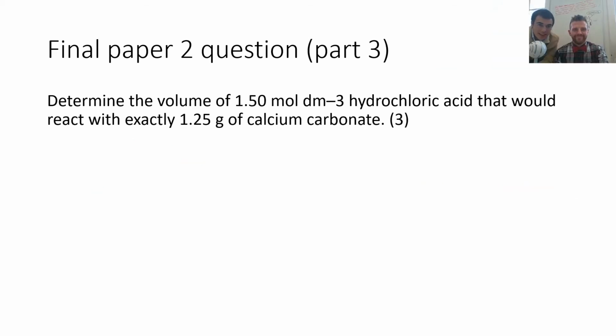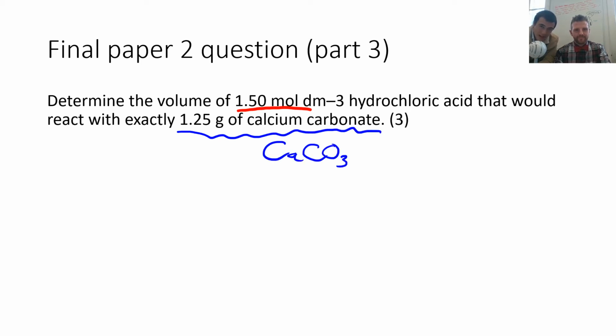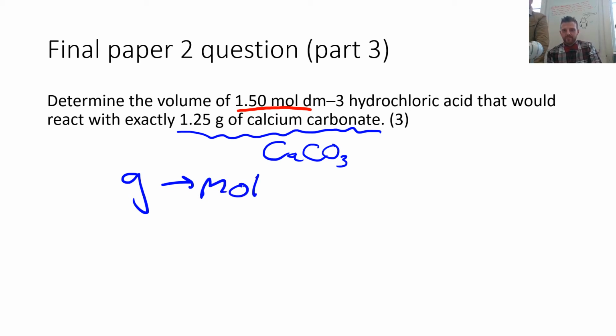All right, guys. It's important to understand the final paper 2 question. Looking at part 3: determine the volume of 1.5 mole hydrochloric acid that would react with exactly 1.25 grams of calcium carbonate. We have to do the following procedure. Remember, you've got to do grams to moles, and this is really just a big stoichiometry question.